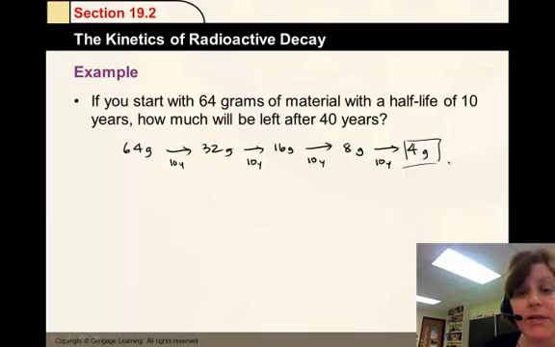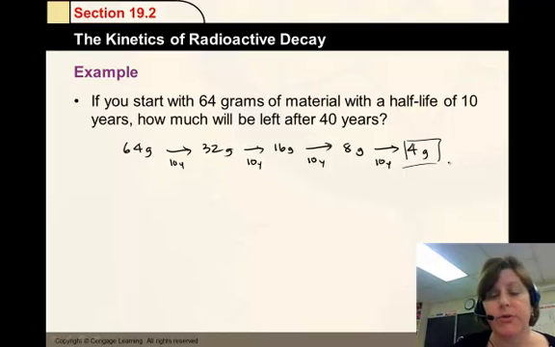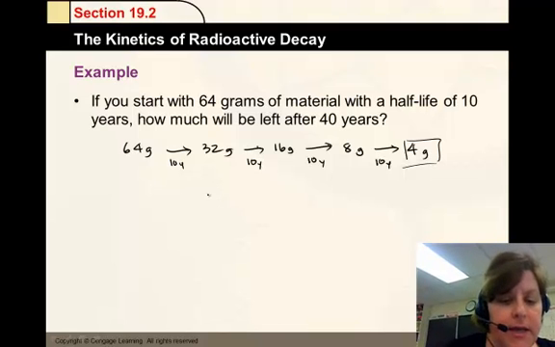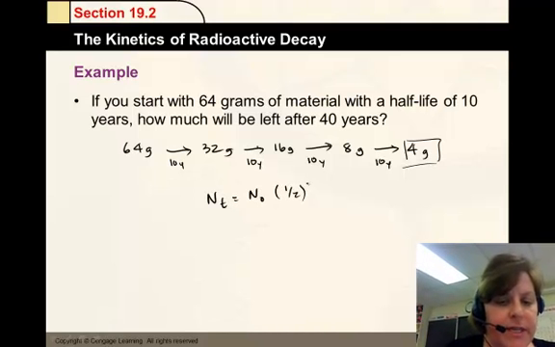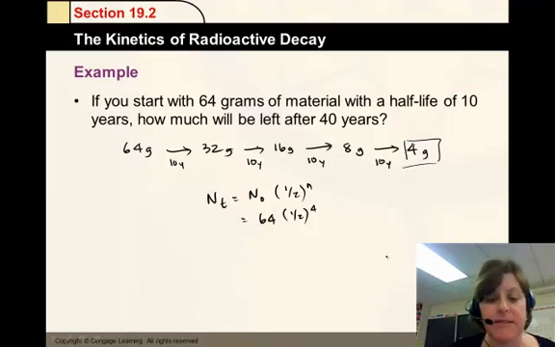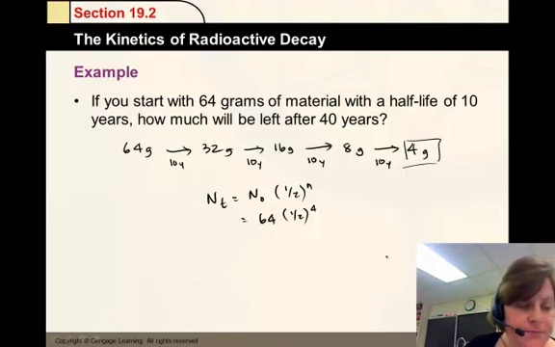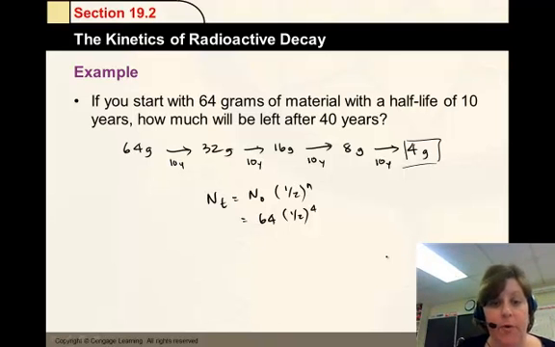That's probably the easiest way to do it. So if there's a question like this, and you can just do simple math like this, just continue to divide by 2, then that would be fine. Most of the problems you might encounter might not be that simple. So you can use the formula N_t equals N_0 times (1/2)^n. And we can plug in and get 64. That's the initial. 1/2 to the, in this case, number of half-lives that have passed. There are 4 half-lives that have passed. And then you should figure out the answer, which in this case is 4 grams.